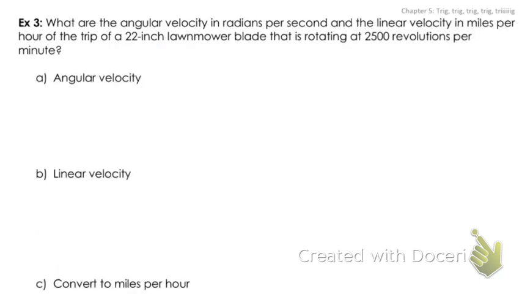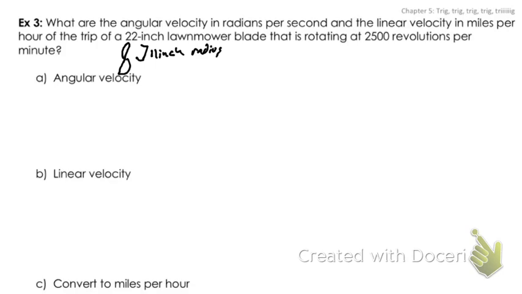All right, the next thing we're going to cover is example 3: what are the angular velocity in radians per second and linear velocity in miles per hour of the tip of a 22-inch lawnmower blade that rotates at 2,500 revolutions per minute. Stop there. So a lawnmower blade with 22 inches. It looks something like that, and that whole thing is 22 inches, so its radius is going to be 11 inches. Just so we're on the same page, we're talking about an 11-inch radius.